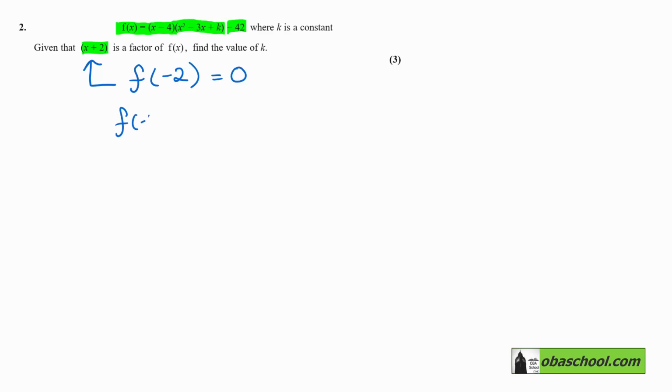So f of negative 2 is equal to, let's substitute negative 2 in for x. We've got negative 2 take away 4. Negative 2 squared is 4. Take away 3 times negative 2 plus k, take away 42. And we know that that's all going to come to 0.